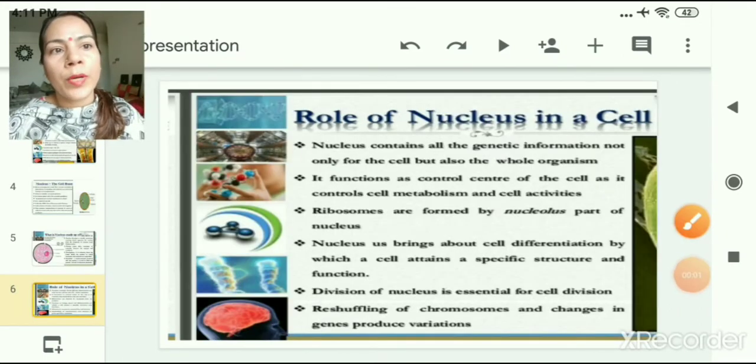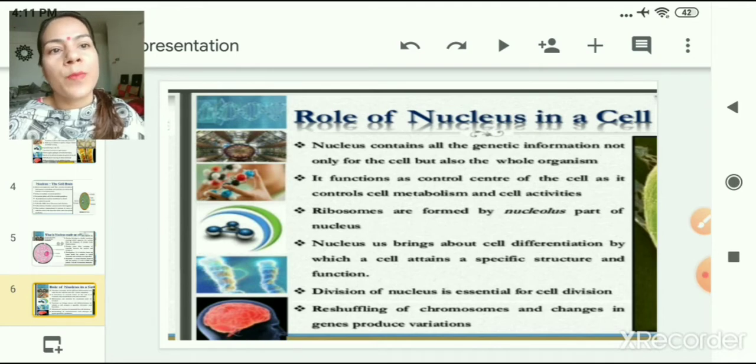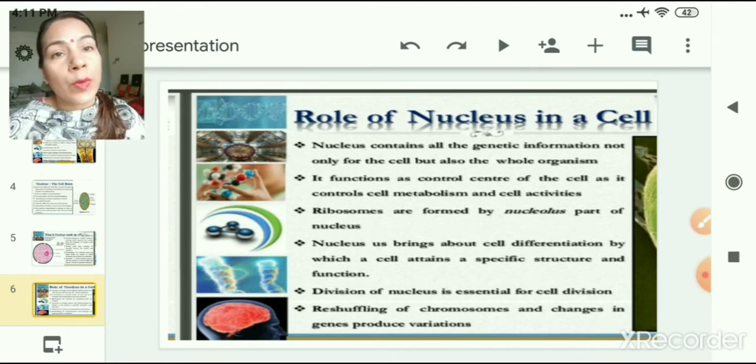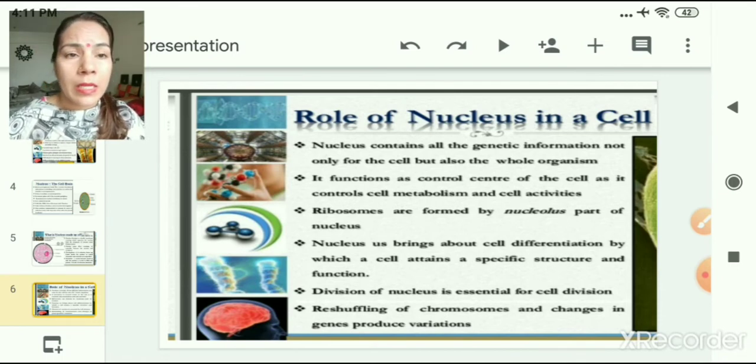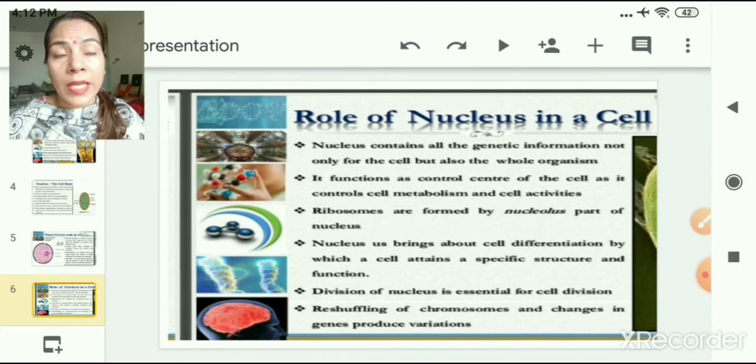Nucleus also brings about cell differentiation by which the cell attains a specific structure and specific function. Division of nucleus is very essential for cell division and for formation of new types of cell. Reshuffling of chromosomes and changes in the genes and production of variations in the genetic material is only because of nucleus.